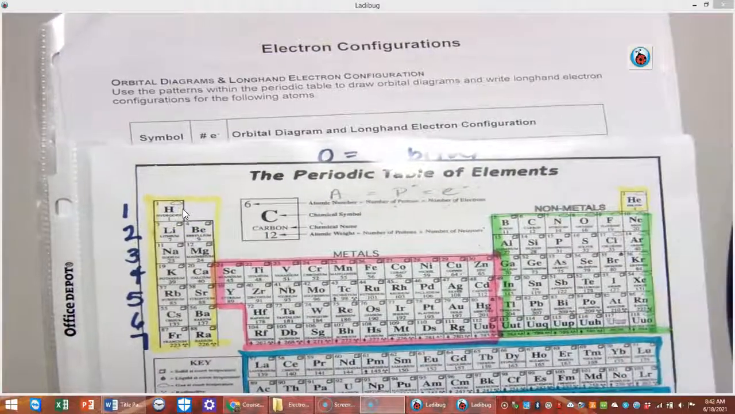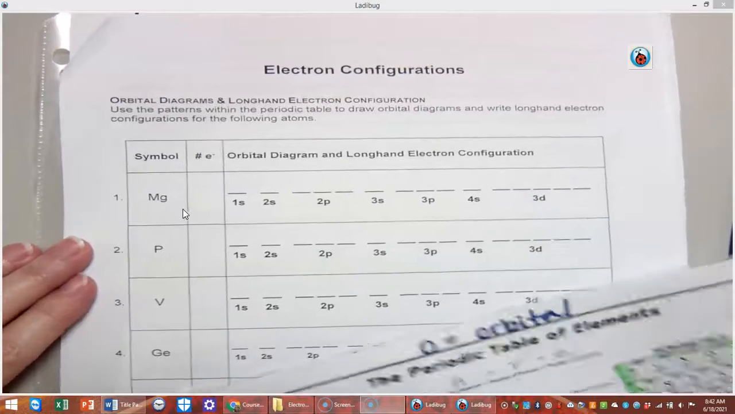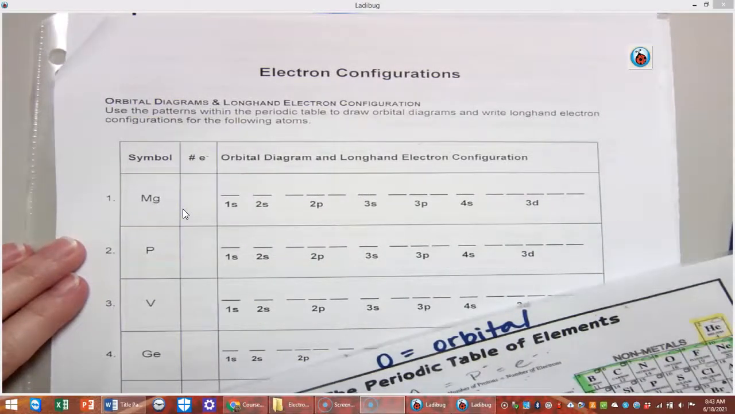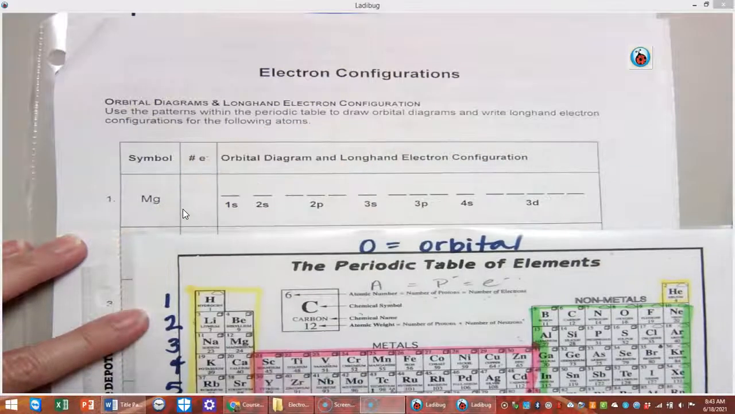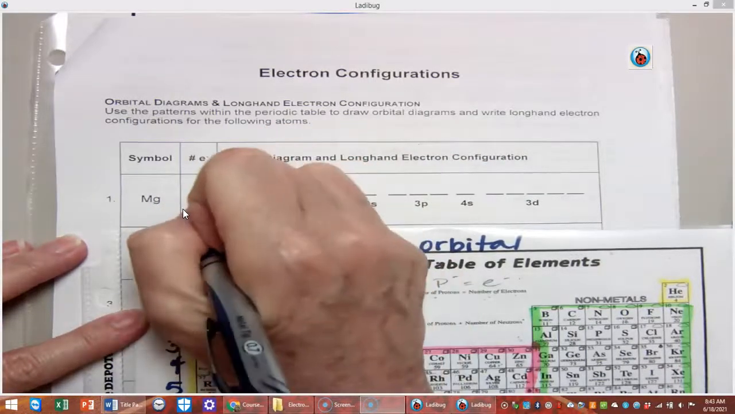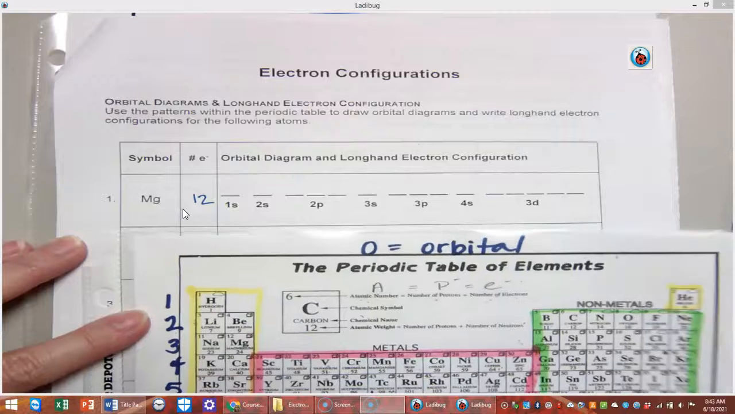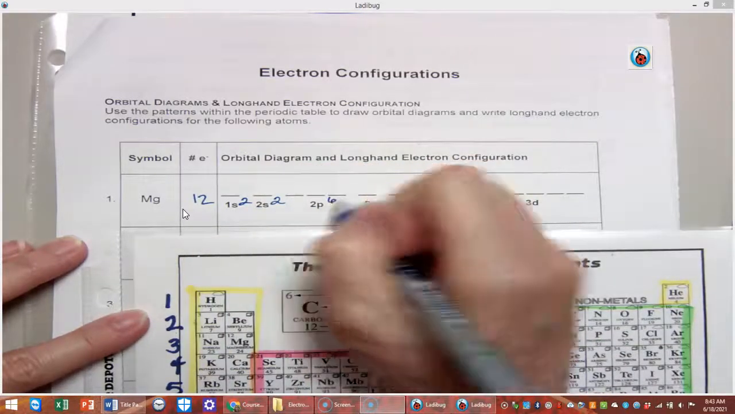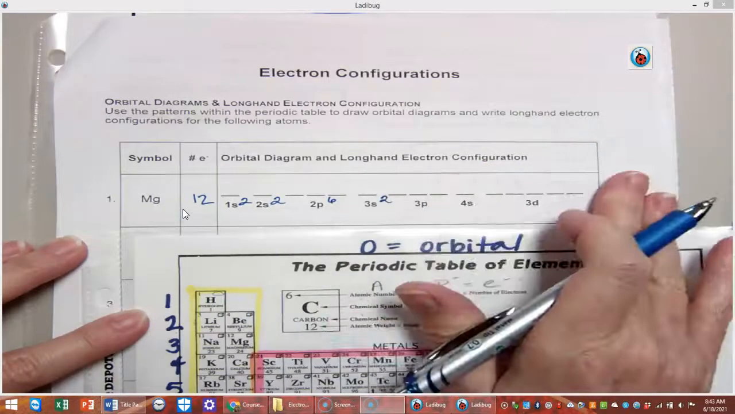Okay, now we're going to learn how to draw orbital diagrams for our electron configurations. On these we're going to write out the long hand method of electron configuration. So let's do that first. The number of electrons for magnesium is 12. And now we're going to write the configuration for magnesium. So it would be 1s2, 2s2, 2p6, 3s2, and we're not going to need these, so just leave those blank.